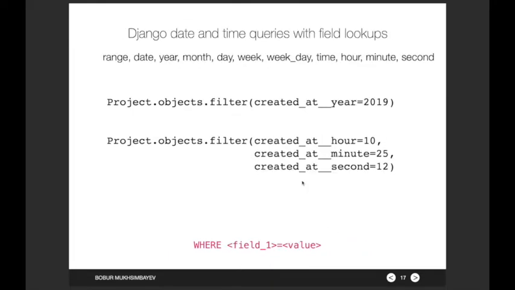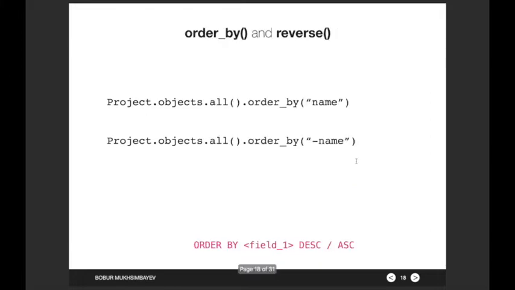For time manipulation, we have many options which are already implemented. Many lookups for range, for instance for dates, in our case for year, for months, and for seconds, and so on. And created_at is just a datetime field in our case. It might be a time field, or just a date field, but here we have a datetime field. That's why we are getting the year, hours, minutes and seconds here.